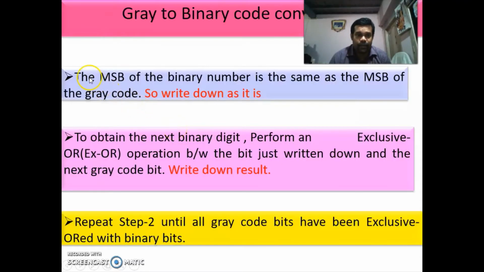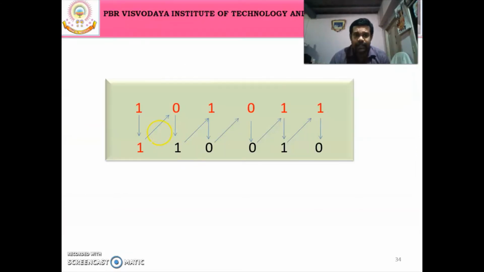So first we have to write the MSB as it is. Then to obtain the next binary digit, we have to perform an exclusive OR operation between the bit just written down and the next gray code bit. This is the bit we have just written and this is the next gray code bit. So this is the gray code and this is the binary. First we write the MSB as it is from the gray code, then we XOR this with this number and write the answer.